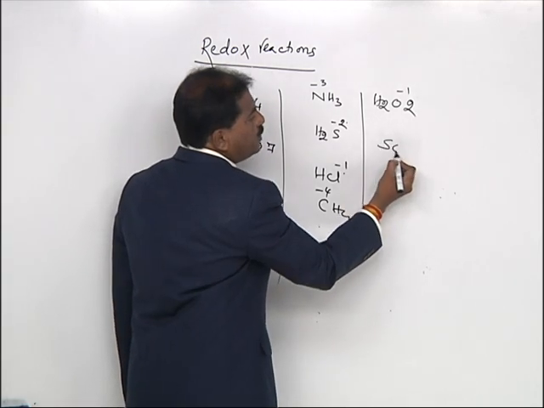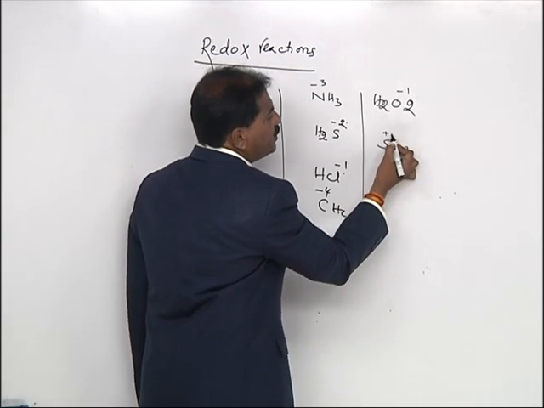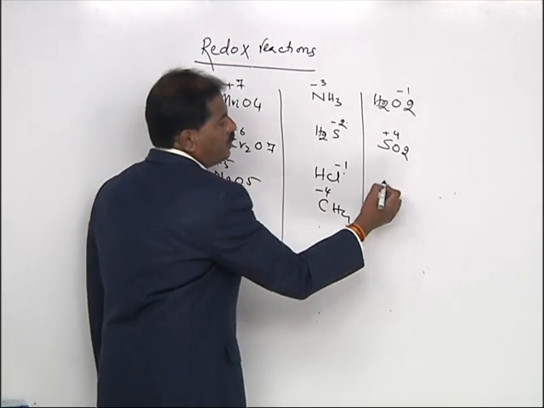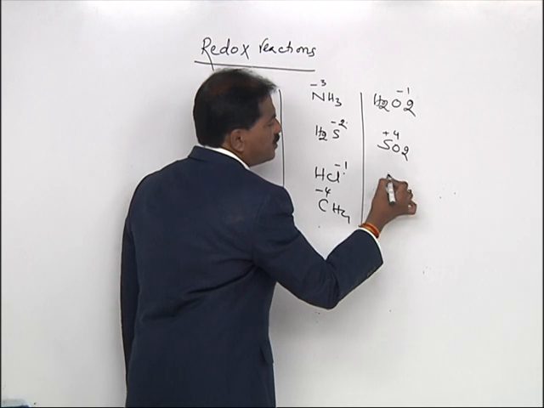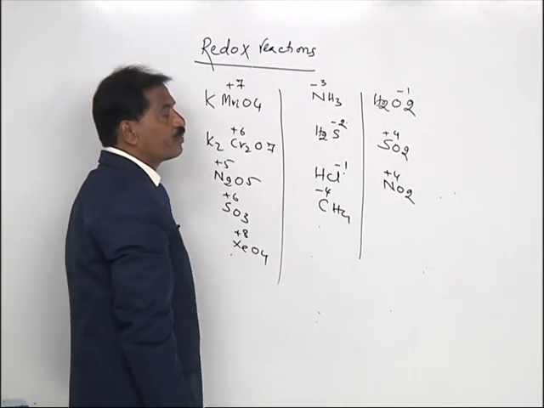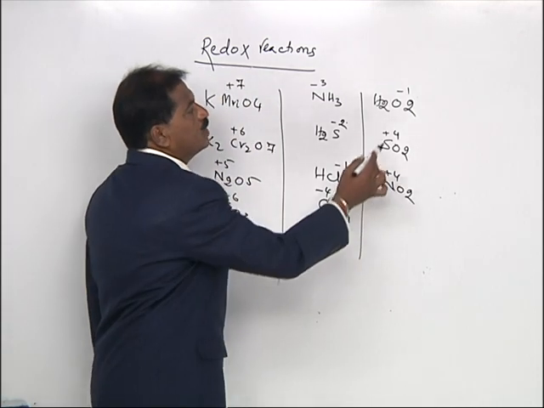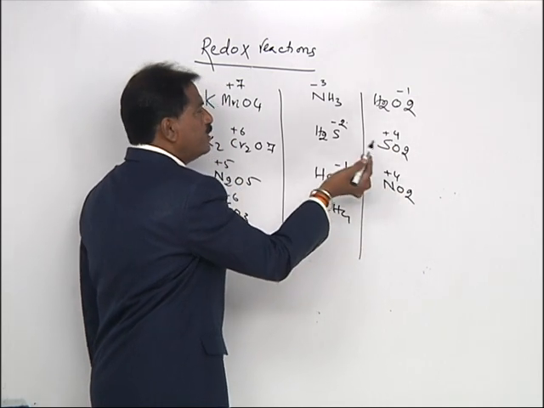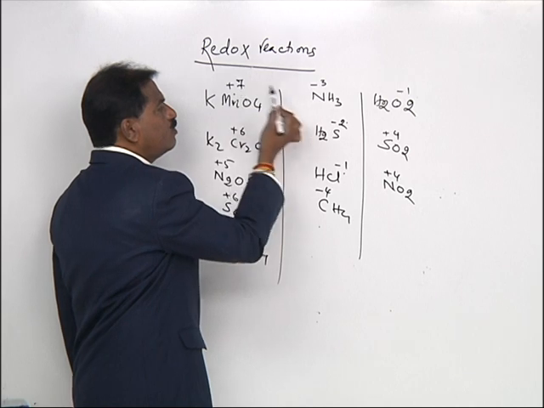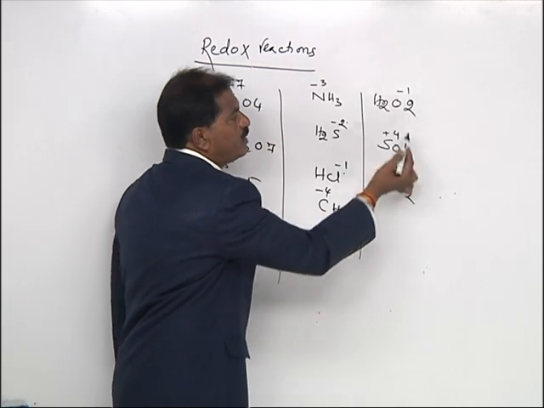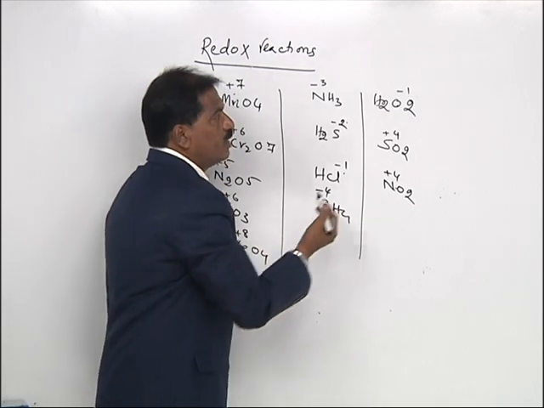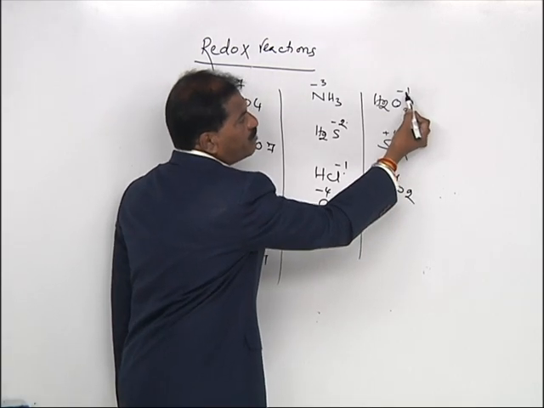Similarly, observe the oxidation state of the sulfur in SO2. Here oxidation state is +4. Similarly, observe the oxidation state of the nitrogen in NO2. Here +4. That means in any molecule, if the oxidation state of the central atom is neither equal to the highest value nor equal to the least value, then that molecule will always act as both oxidizing as well as reducing. Here the oxidation state of oxygen is -1.